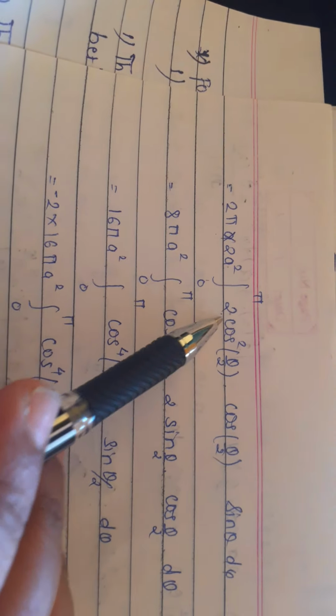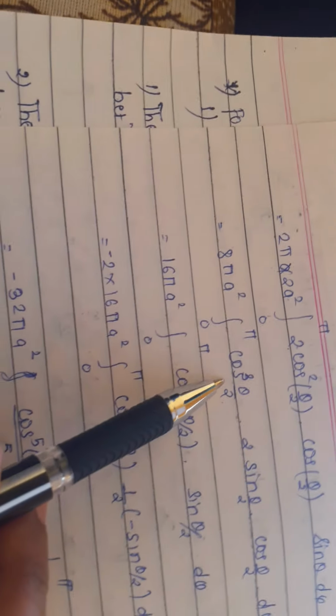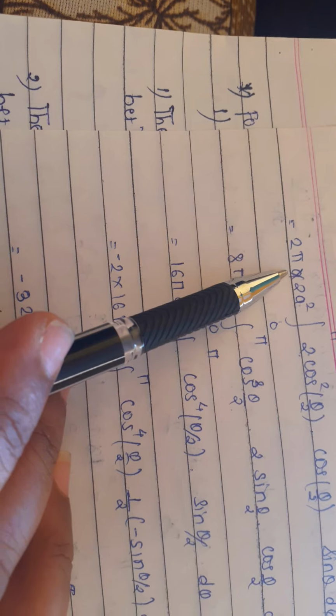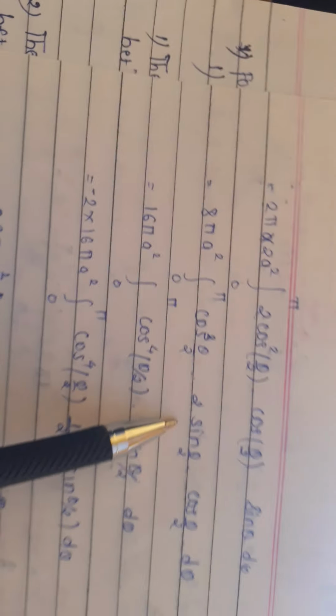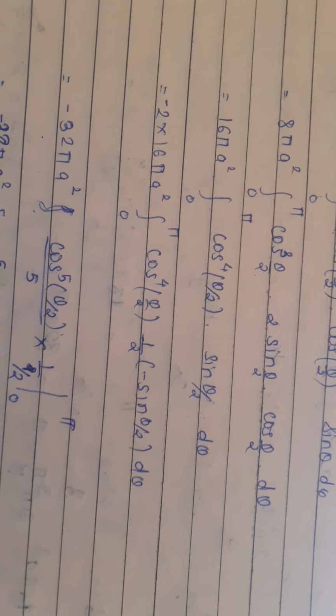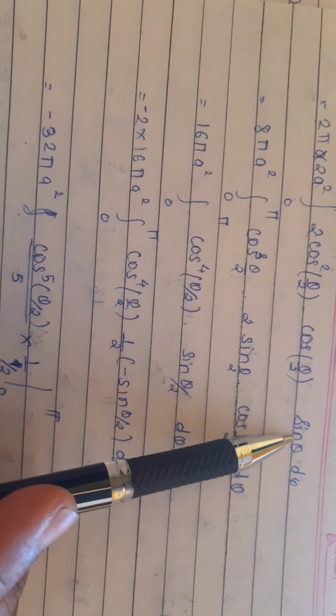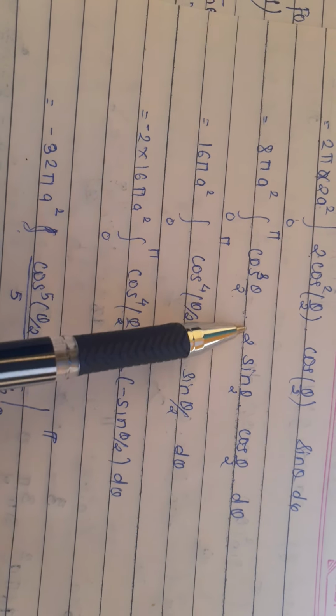After applying the values we have to take its integration now. Therefore this becomes 2 pi 2a square, from 0 to pi, then 2 cos square theta by 2, cos theta by 2, sin theta d theta. So this becomes cos cube theta by 2. Therefore 2 and 2, 8 pi a square, from 0 to pi, cos cube theta by 2, then 2 sin theta by 2 cos theta by 2 d theta. I have converted this sin theta also in terms of submultiple angle. So cos raised to 4 theta by 2 sin theta by 2 d theta by 2. Again due to this, 8 twos are 16.